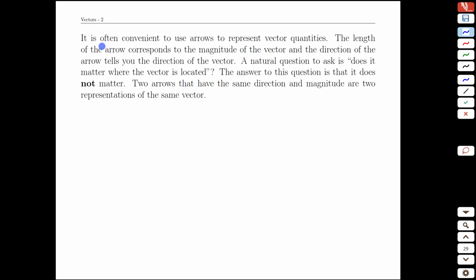In terms of representations, it's often convenient to use arrows to represent vector quantities, precisely because they capture that directionality, and then the length corresponds to the magnitude. It's a very helpful reference tool to be able to draw these quantities with direction and magnitude.